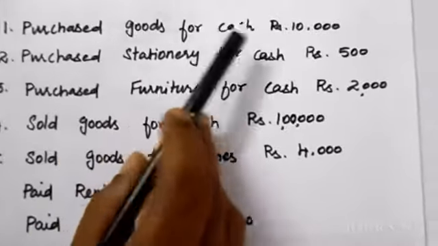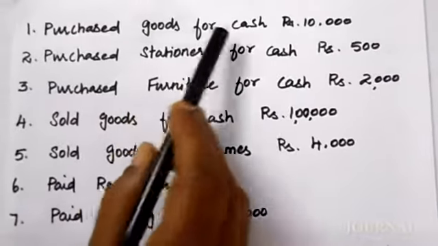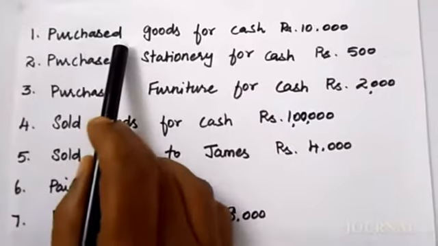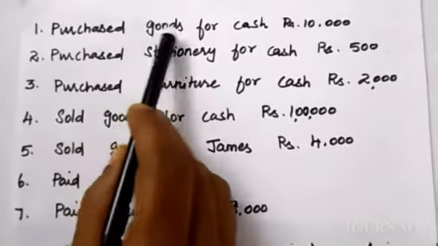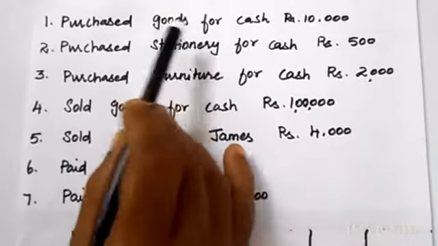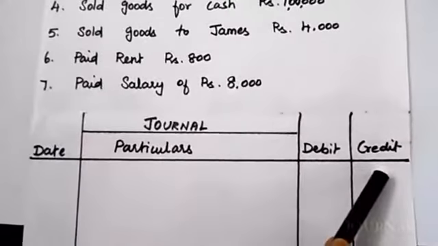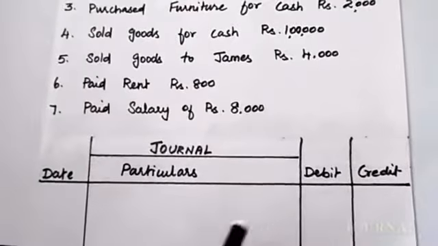Just see the problem. Purchased goods for cash. When you purchase goods, what goes out? Cash goes out, goods comes in. So what is the entry for this transaction? For any transaction, you need to have a thorough knowledge about debit and credit. Then only you can make entries in the journal book.